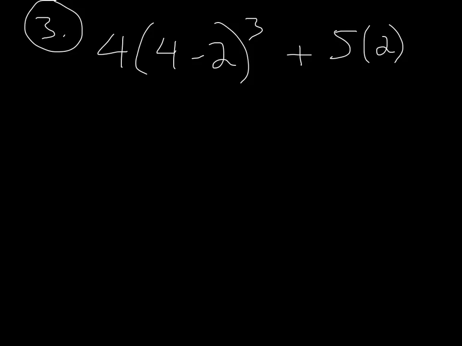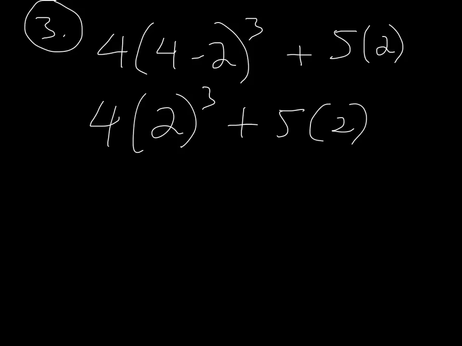Number 3 is a little bit tricky. We have a lot more parts here. We have 4 times the quantity 4 minus 2, raised to the third, plus 5 times 2. Let's break this down. Parentheses is first. Do we have any of those? Yes, we do. 4 minus 2 is our first set. 4 minus 2 is 2. So let's write this as 4 times 2 raised to the third, plus, and then our second one, there's nothing to do inside those parentheses, because that just means times. 5 times 2 there. We'll leave that.